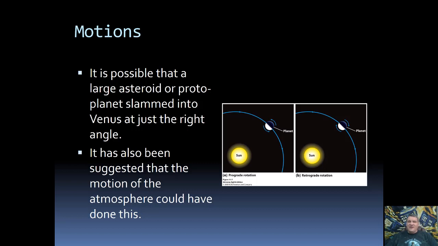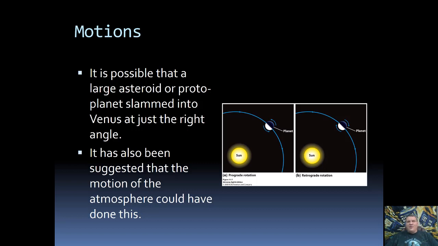Another possibility, as we've studied Venus, we've seen that the winds go in that same clockwise direction, retrograde direction. So some have suggested that maybe over the course of 4.5 billion years, the friction between the atmosphere and the planet has caused it to slow down and then start rotating the other direction. Okay, which of these is actually correct? We don't know.